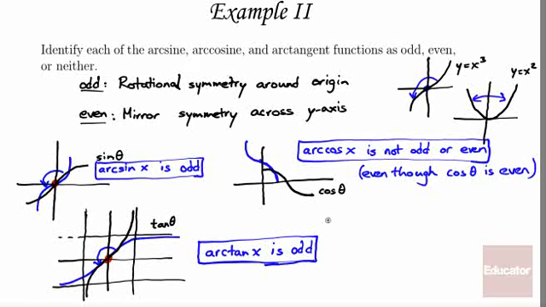And then the other thing that this problem is really testing is whether you remember the graphical characterizations of odd and even functions. So if you know that odd functions have rotational symmetry around the origin, and even functions have mirror symmetry across the y-axis, it's easy to look at these graphs and see whether they have the right kind of symmetry. And of course, what you find out is that arcsine x has rotational symmetry, arccosine x doesn't have either one, and arctangent x also has rotational symmetry.